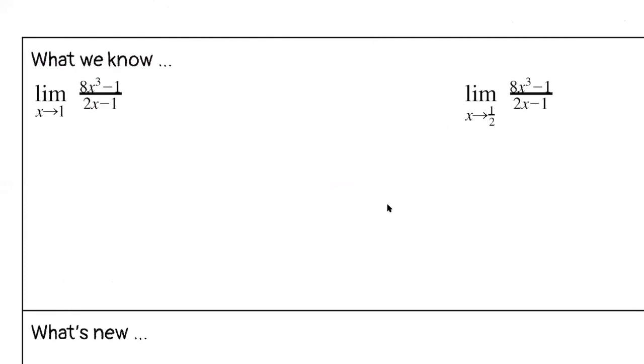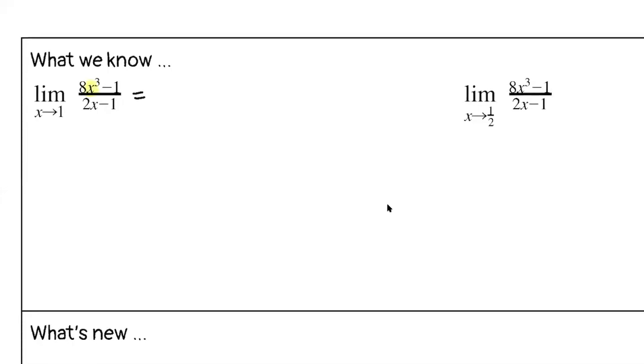Let's take a look at this first question. It says the limit as x approaches 1 of 8x cubed minus 1 over 2x minus 1, okay? One of the first things that I hope you learned in calculus was that when you have limits and you're trying to find out what that limit is, one of the first things that you should always try is to just substitute in the number. We're going to do that for this particular question. Everywhere we see an x, we're going to replace it with the number 1.